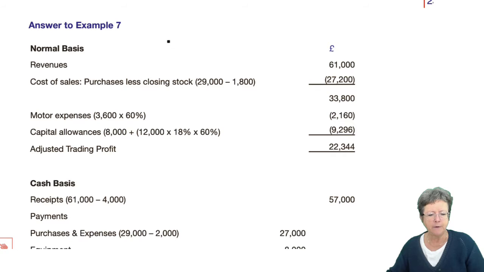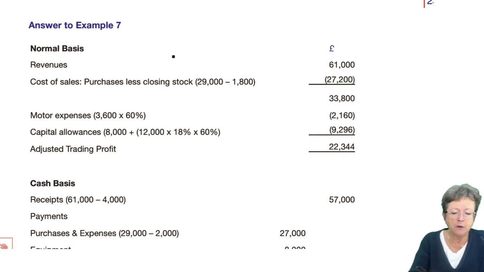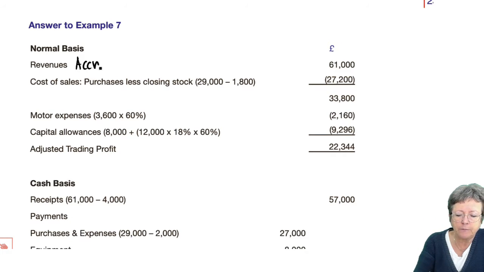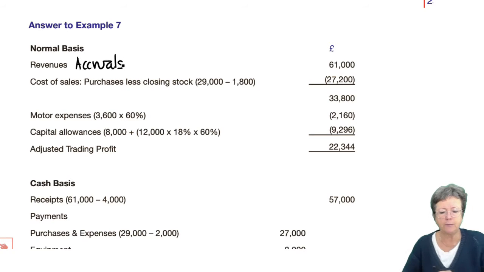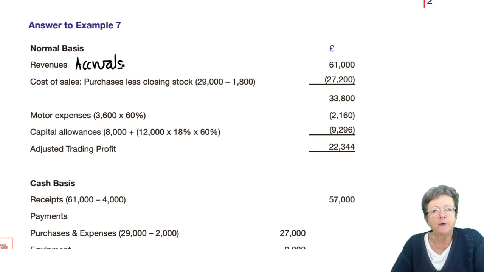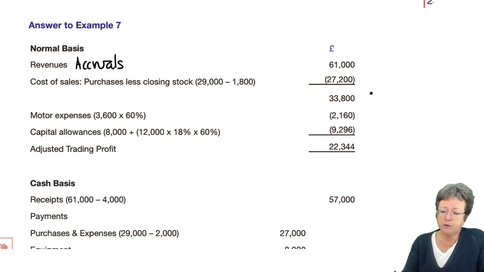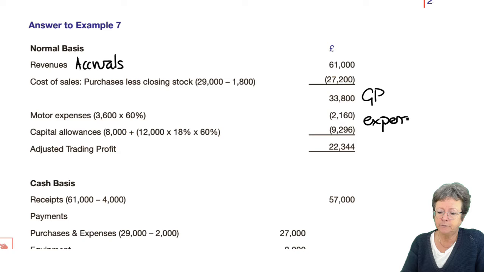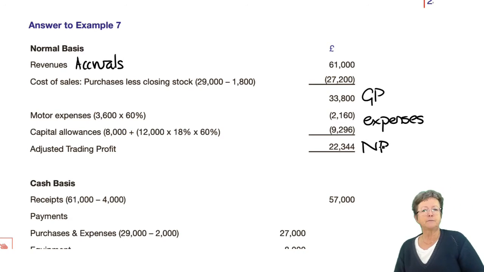Normal basis. So the normal basis would be on an accruals basis, as we've done in the previous chapters, is all the revenue that he's billed, regardless of whether he's received it or not. Purchases less closing stock, sales less cost of goods sold, gives us gross profit, less expenses, gives us net profit, as we dealt with before.